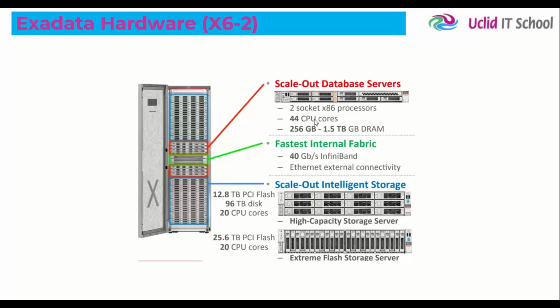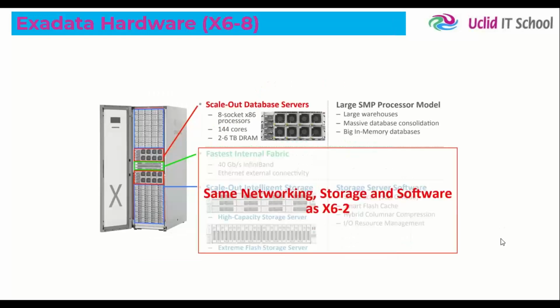If you purchase X7-2, these numbers may be higher. If you purchase X8, the numbers may be even higher. So each version comes with more hardware capacity, more CPU, more memory, more storage kind of thing. Now similarly, if you purchase X6-8, in X6-8, storage server is same, right? Networking is same. Only difference is the database servers are 8 socket servers. So 8 sockets can host more CPUs.